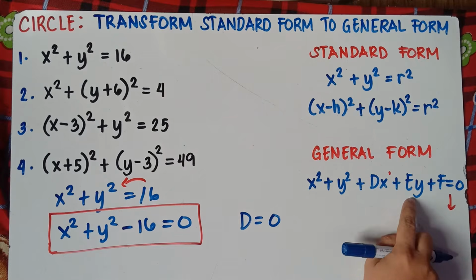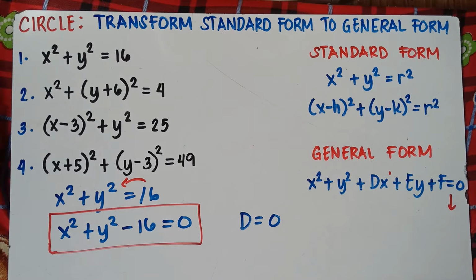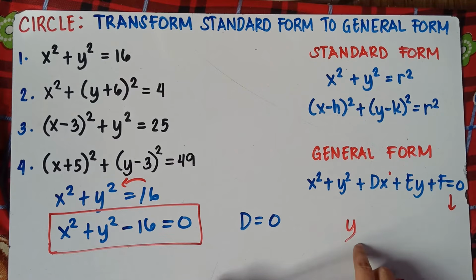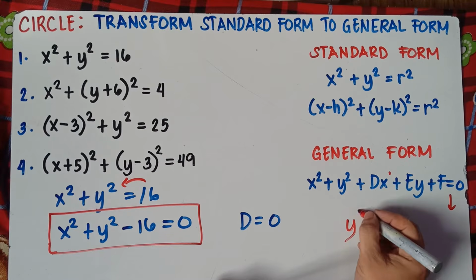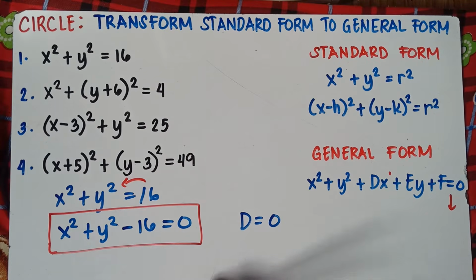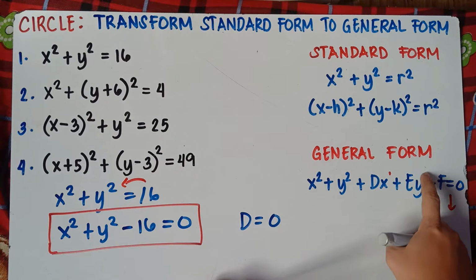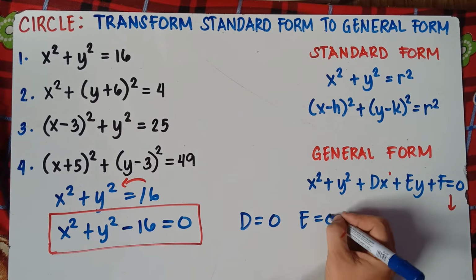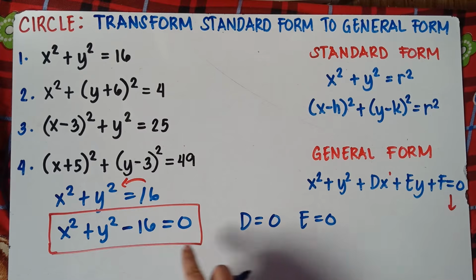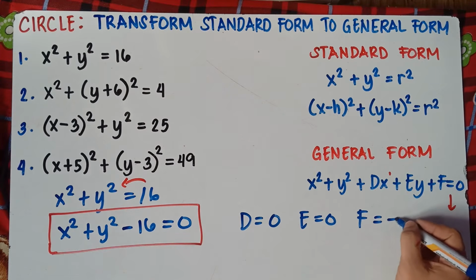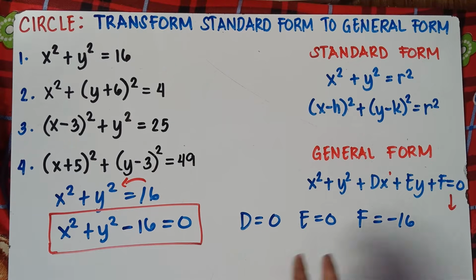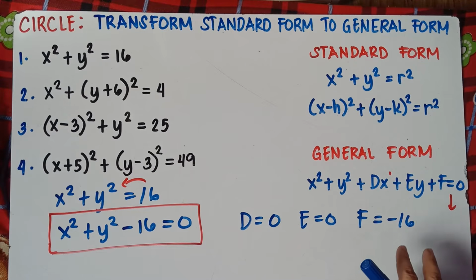Our e is beside y with the exponent of 1. And once again, class, if you didn't see any exponent with regards to the variable, understood that the exponent is 1. So our e, a number together with y with the exponent of 1, we don't have it here. We only have y squared. Therefore, our e is 0. And f, class, is the constant. So our f is negative 16. So if the teacher asks you to find the value of d, e, and f, this will be your answer: d is 0, e is 0, and f is negative 16. That's it, class. All set for number 1. Easy, right?